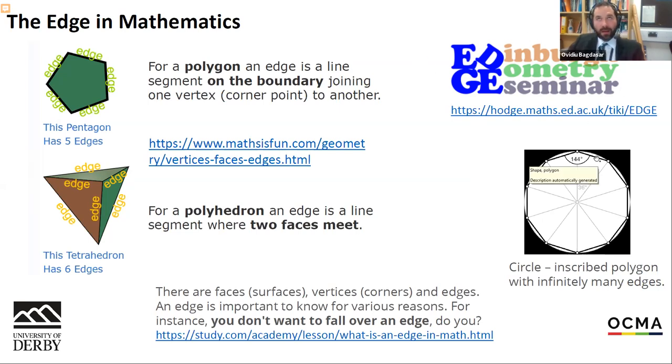And also I thought, how can you link edges to polygons, and what is the circle? You can view actually, if you inscribe a regular polygon inside the circle, and then if you let the number of edges go to infinity, then the limit of a regular polygon is a circle, right? So in the limit of infinitely many edges, the polygon becomes a circle.